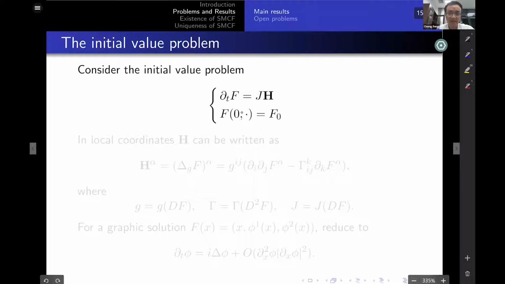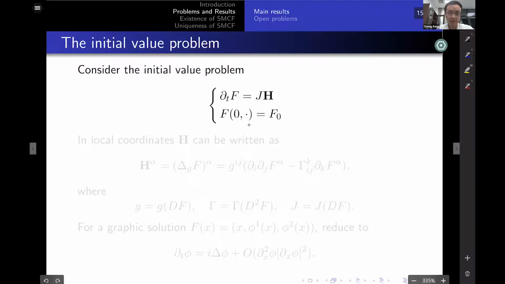If it can start, then how long can it go? And if we are fortunate enough, could it exist globally? And what's the asymptotic behavior of this geometric flow?